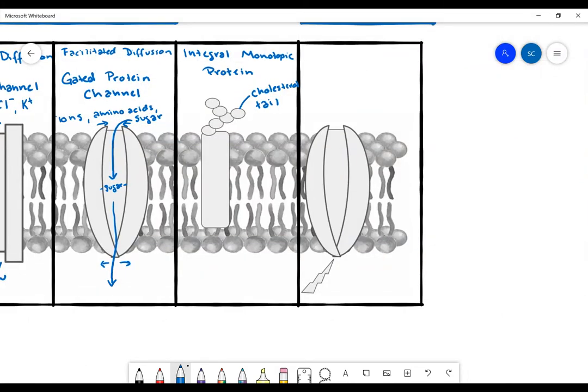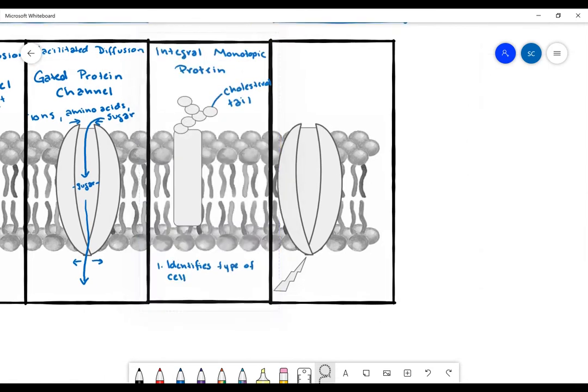And the two main jobs that we talked about with this integral protein that it could have, so it's again, one or the other, not both, is it either marks or identifies the type of cell. So all of your lung cells will have the same cholesterol tail with the same number of cholesterol in it, in the same orientation, whereas your heart cells will also have a cholesterol tail, but they'll be in a slightly different orientation or a different amount of cholesterol to mark that it is actually a heart cell and not a lung cell, and so on. Okay, so it either identifies that type of cell or its other job that it could do.